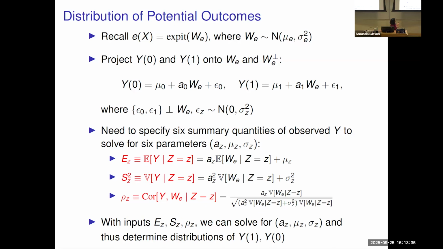For Y0, I need the mean, the slope, and the variance. For the other potential outcome, same. Basically, for each potential outcome distribution, I need 3 parameters to characterize it. If I have 6 parameters, I need 6 constraints. So how do we define that? And that's just getting hard. So we need to use 6 summary statistics of the observed Y to solve for 6 parameters.